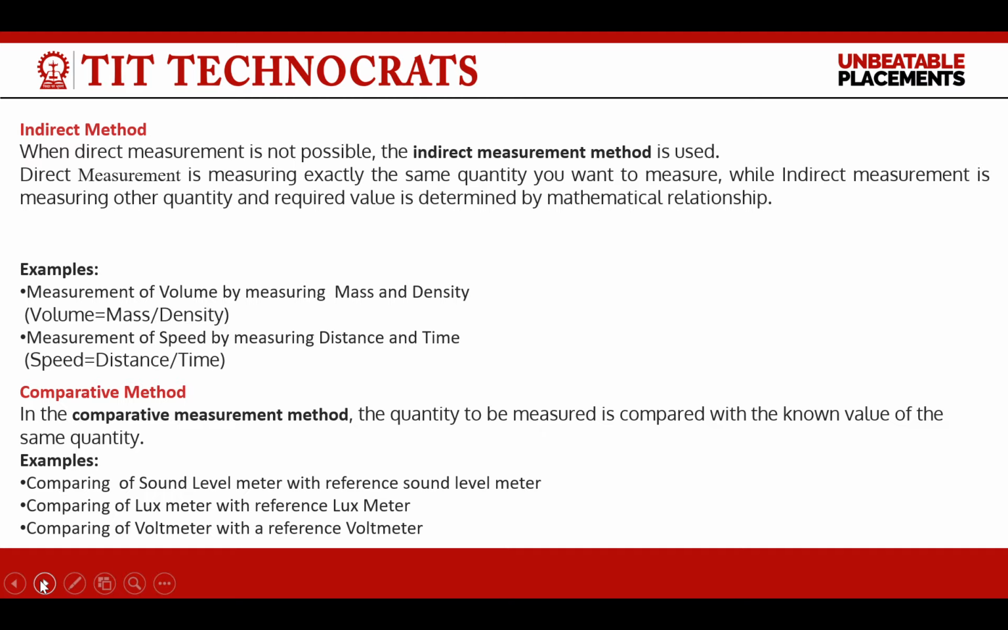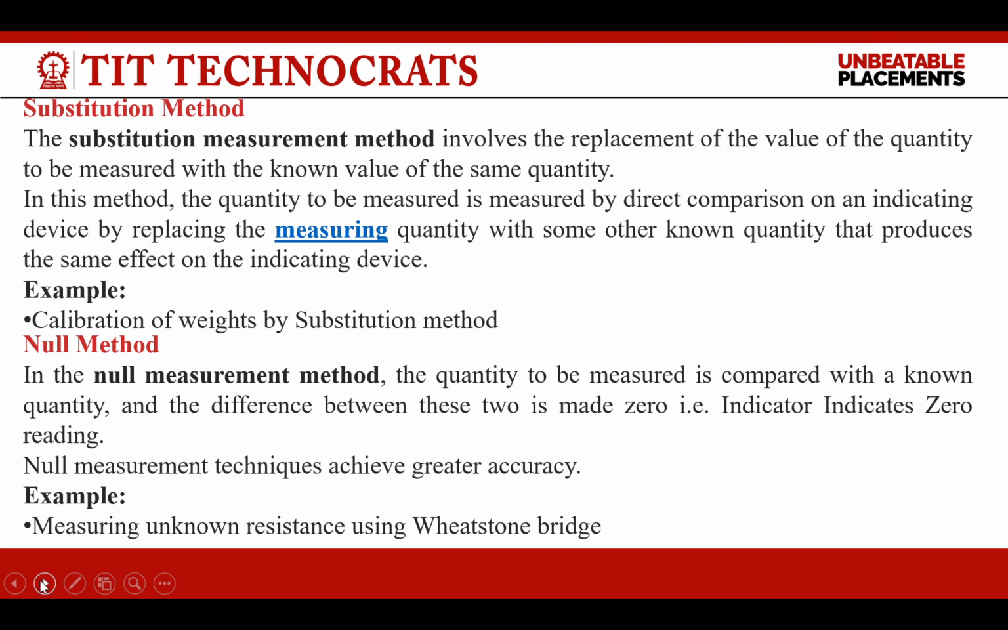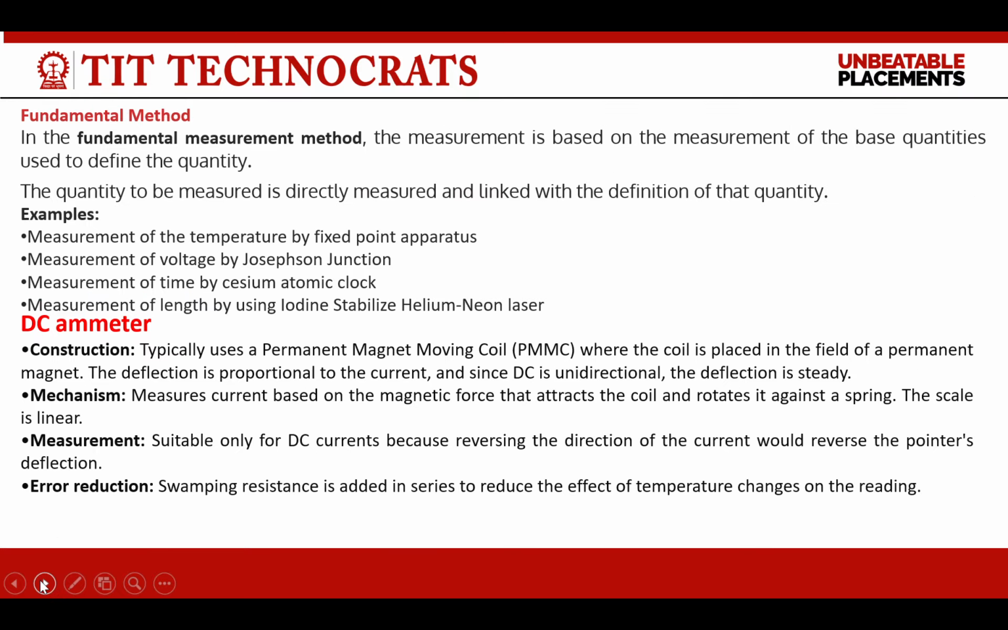The third one is the comparative method. The quantity to be measured is compared with a known value of the same quantity. Examples: comparing a sound level meter with a reference sound level meter, and so on. Now the substitution method involves the replacement of the quantity to be measured with a known value of the same quantity. An example is calibration of weight by the substitution method. In the null measurement method, the quantity to be measured is compared with a known quantity and the difference between these two is made zero. Example: measuring unknown resistance using a Wheatstone bridge.